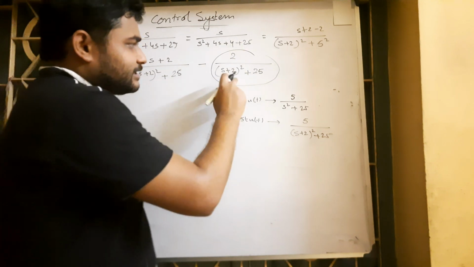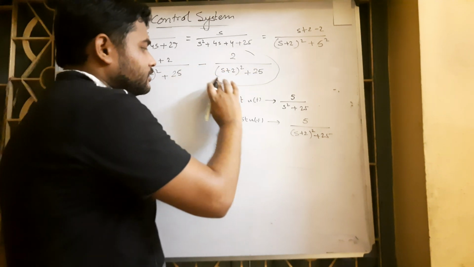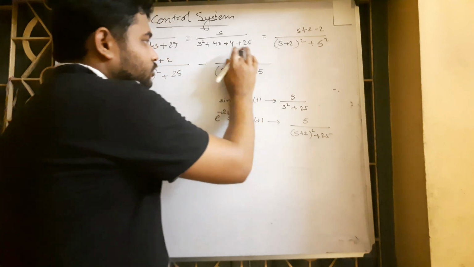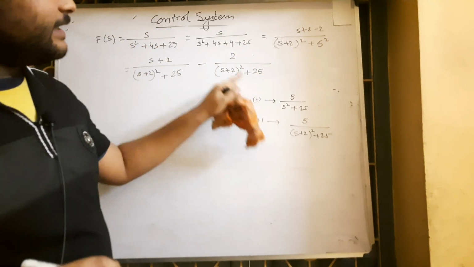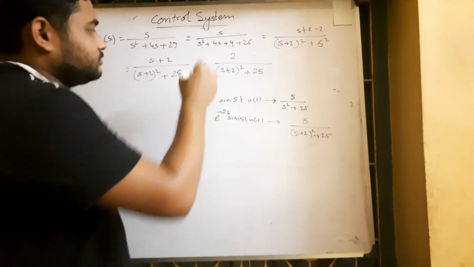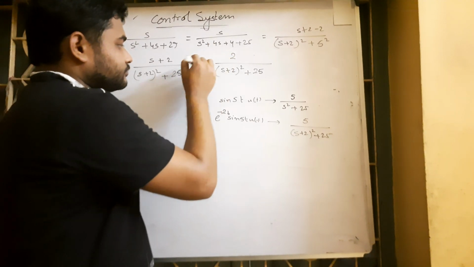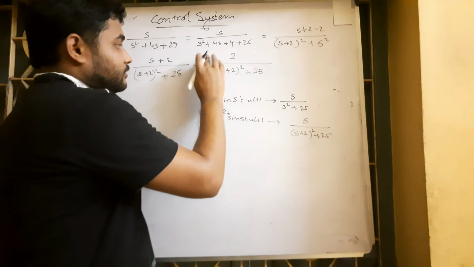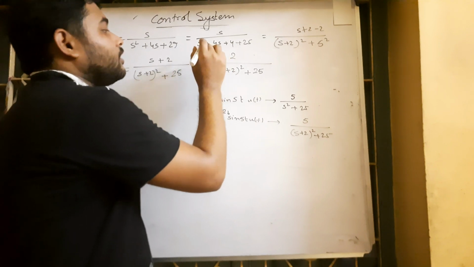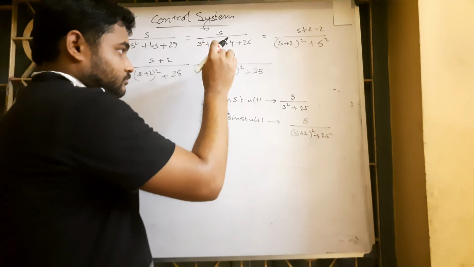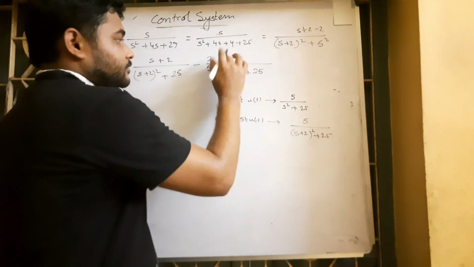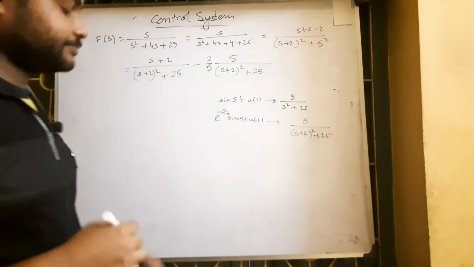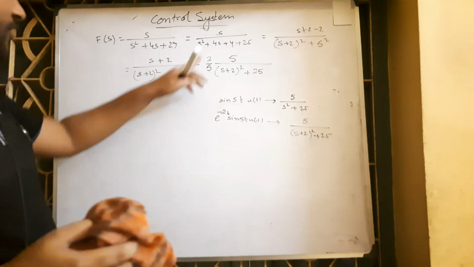Now it is pretty much the same, so instead of 2 by s plus 2 whole square plus 25, I need 5 by, so I can write 2 by 5 like this. This is clear?